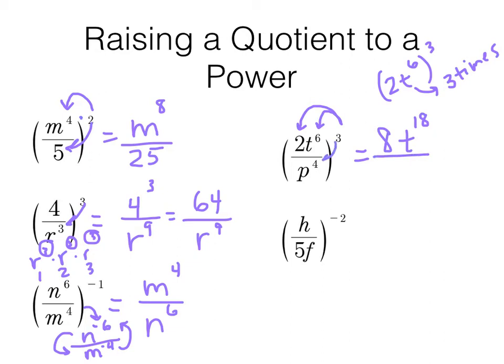P to the 4th raised to the 3rd would give me p to the 12. Don't try to simplify anything just because you see an 18 and a 12. Don't think that you can do anything with those exponents. 2 different bases, guys. 2 different bases.